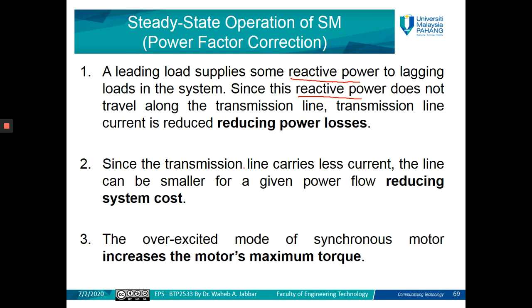The second: the transmission line carries less current. Why? Because instead of sending 500 amperes, for example, I am going to send only 400, because I have 100 amps of reactive load that will be supplied by a capacitor bank, for example, or by a synchronous motor. For that reason, synchronous motors are usually used to correct the power factor. Synchronous motors are good equipment to correct the power factor of the grid or the power system.